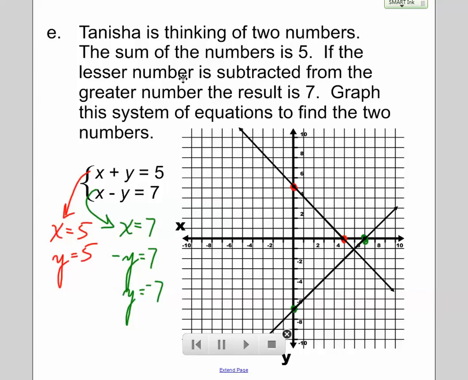And then when the lesser number is subtracted from the greater number, the result is 7. So when you subtract the two numbers and you get 7, all the combinations here work as well for that. But there's only one point that works for both equations. And that is the point where they cross. And that point is, I'm a little bit messed up there, aren't I? I didn't read that right. That's fine, we'll fix it. That is at point (6, -1).